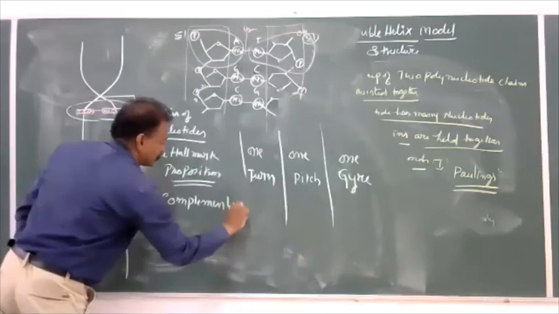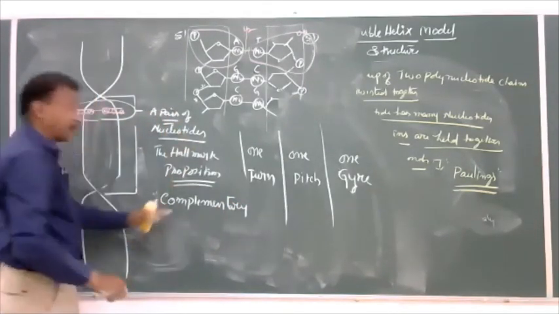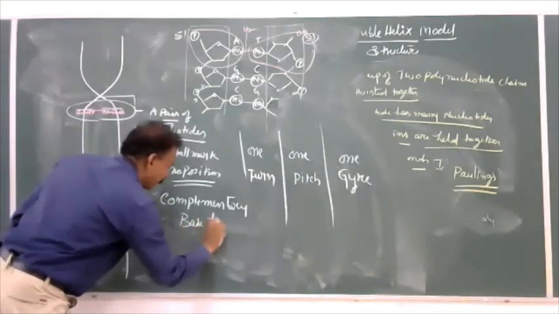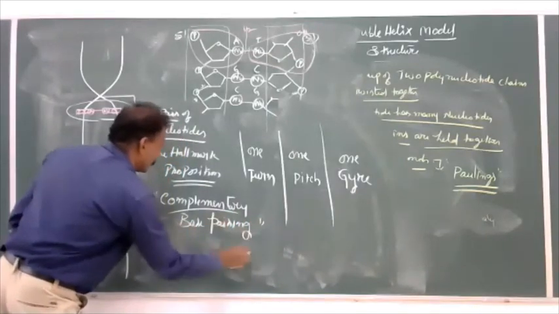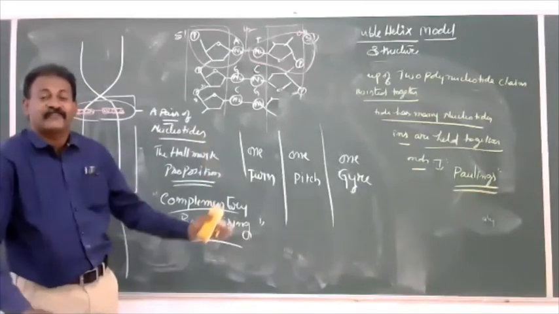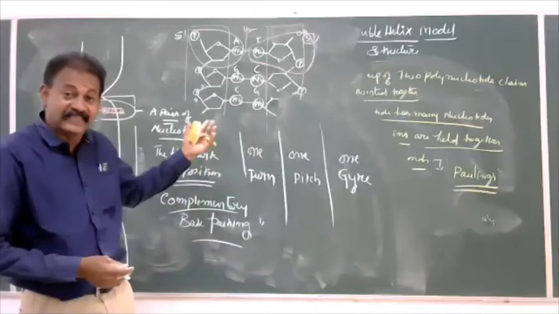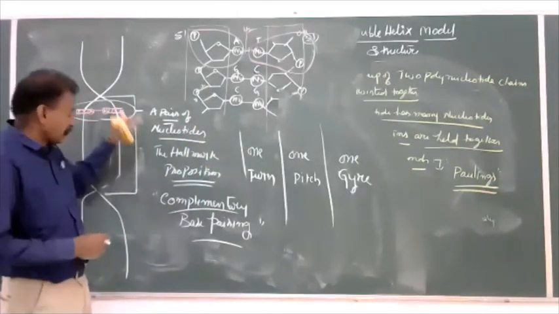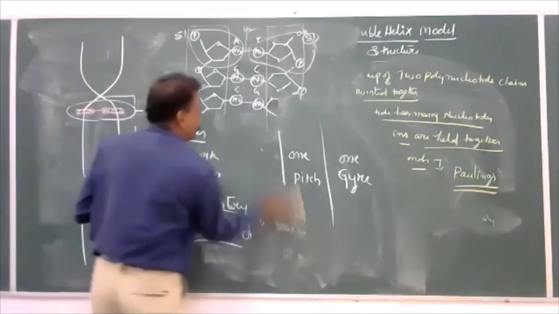Complementary. So such a pair is called complementary base pairing. The hallmark proposition in the elucidation of DNA as genetic material, the DNA double helix model, is that Watson and Crick succeeded in showing that complementary base pairing exists between the two strands of DNA.